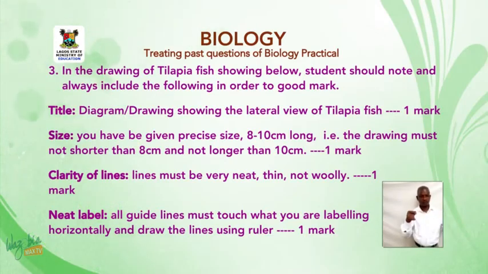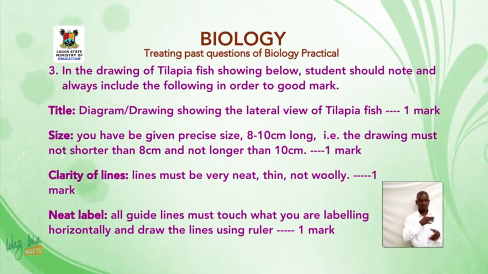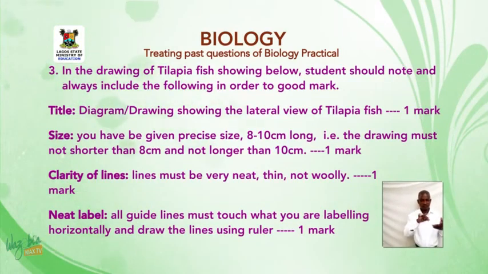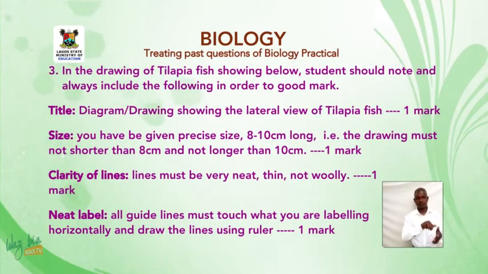Another thing that can also make you obtain mark is clarity of lines. Lines must be very neat, thin, and not woolly. It means that when you are drawing, draw it neatly, tiny. Then it must not be broken or woolly when you are drawing. So it will give you 1 mark.